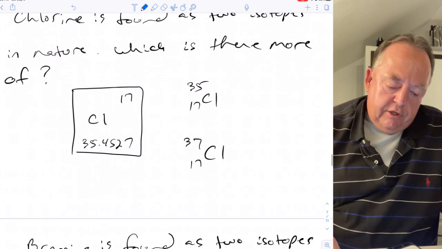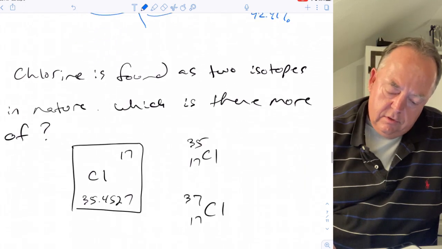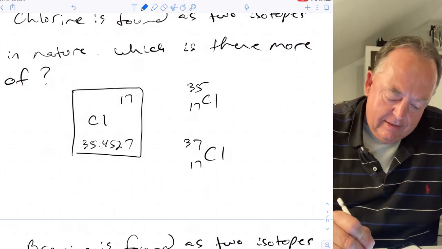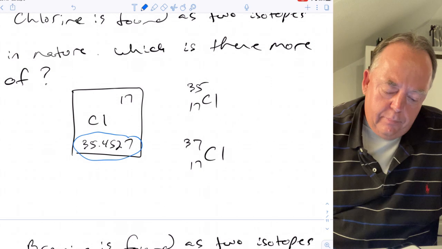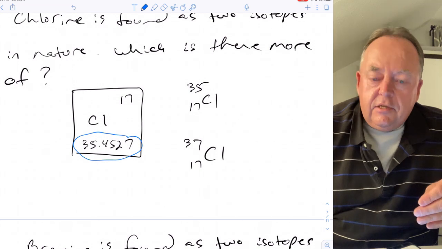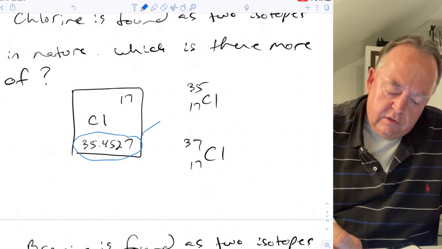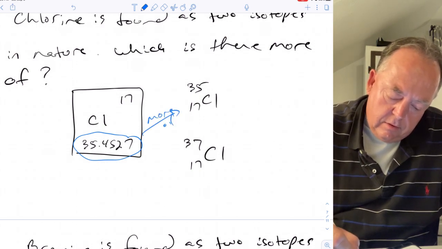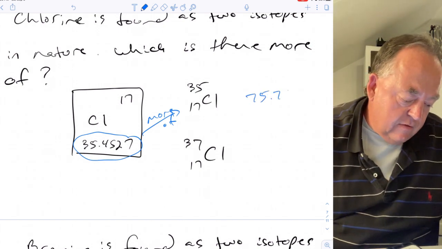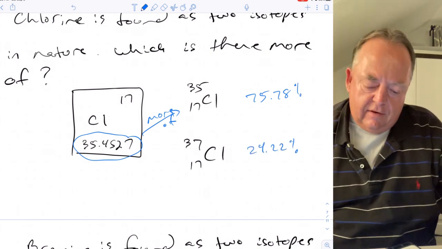Chlorine's found as 2 isotopes in nature. So in this case, I didn't give you the atomic mass of the 2 isotopes. So which do you think there is more of in nature, chlorine-35 or chlorine-37? We'll look at the average atomic mass. That's 35.4527. If it was about a 50-50 mixture, you would expect that number to be about 36, right? About halfway between the two masses. It's closer to 35 than it is to 37, so there's more of this in nature. So chlorine-35, it's about 75.78% chlorine-35 in nature, and 24.22% chlorine-37 in nature.